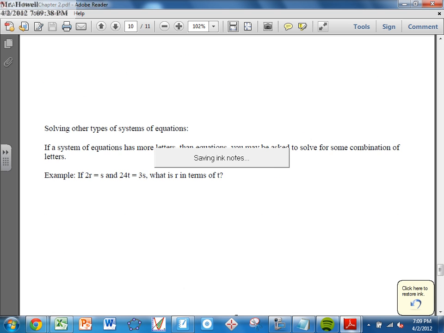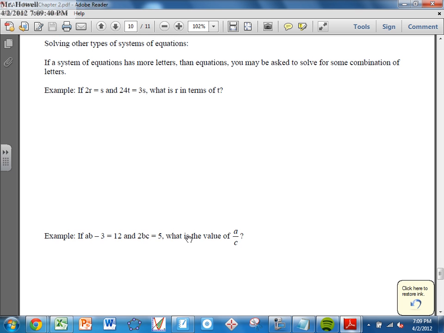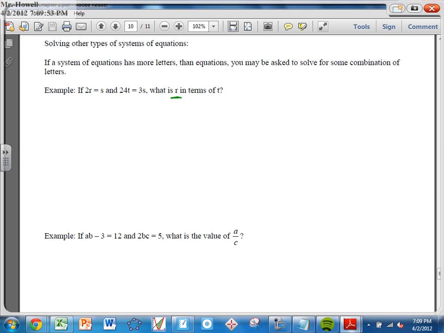All right. Solving other types of equations. Okay, this is a good one: solving for one variable in terms of other variables. So, for this example, let's start by identifying what we're looking for. We're looking for r. Well, I have r right here. I could solve for r, but it says find r in terms of t.